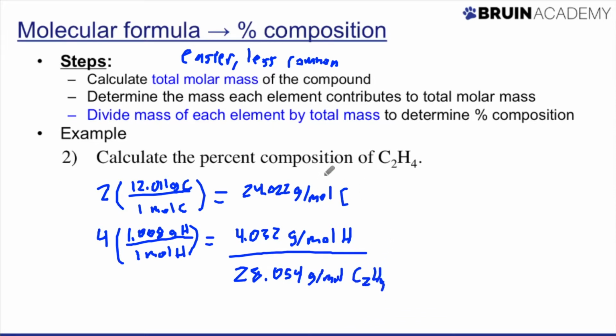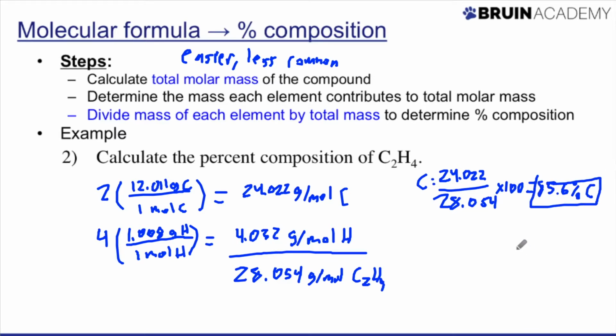So here, in order to figure out the molar mass, which we just did, we added these two guys. To figure out the percent composition, we just take the grams per mole of carbon, divide that by the total. And to figure out the percentage composition of hydrogen, we take 4.032 divided by the total. So let's do carbon first. So for carbon, we're going to take 24.022 divided by 28.054 times 100, and we get 85.6% carbon. Right? And here, because we only have 2 elements, we can actually figure out what the other one's going to be. It's going to be 14.4%, because the percentages need to add up to 100. But we can also calculate it, right?